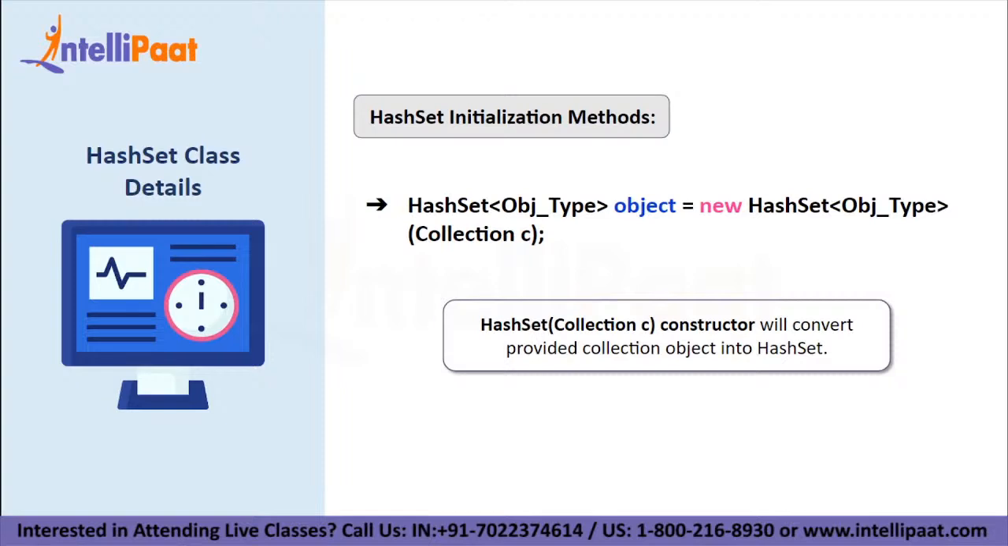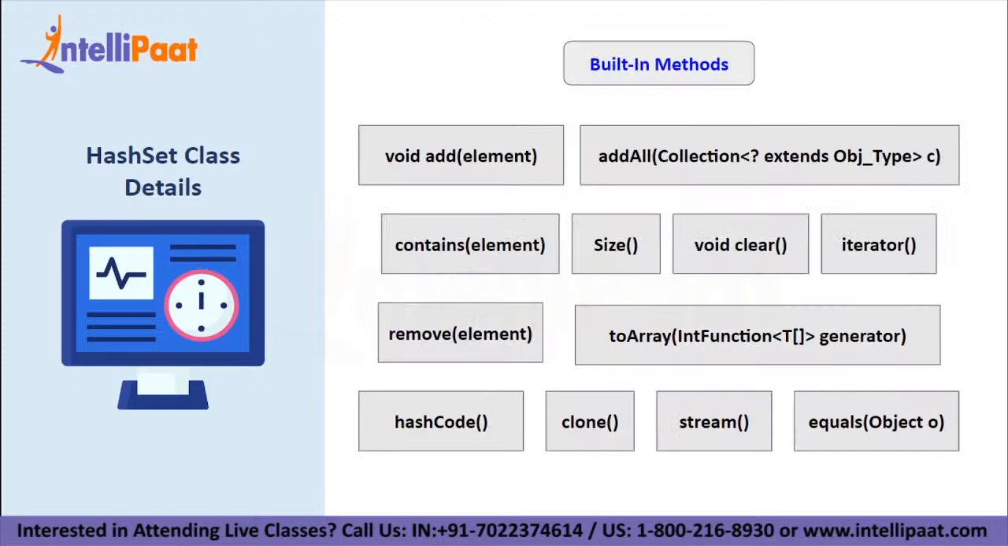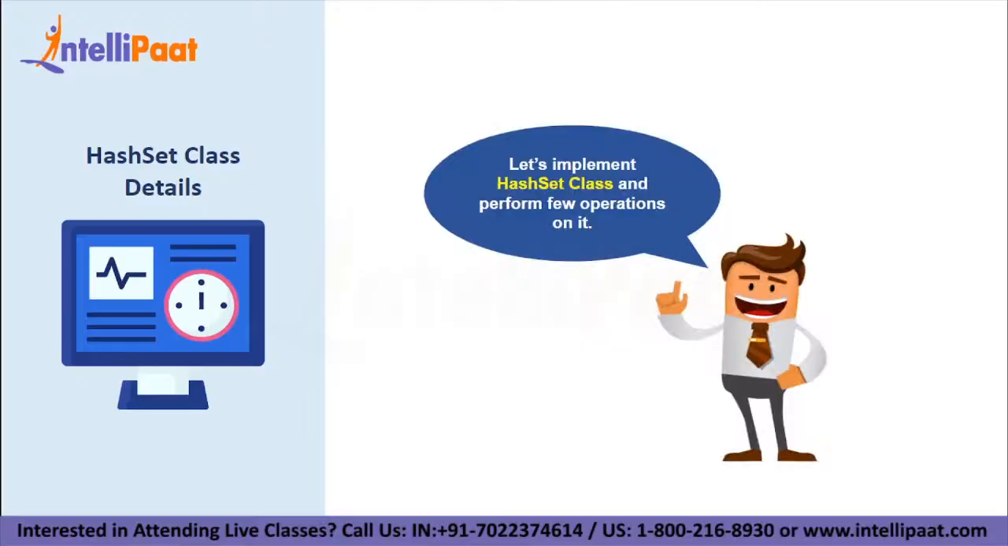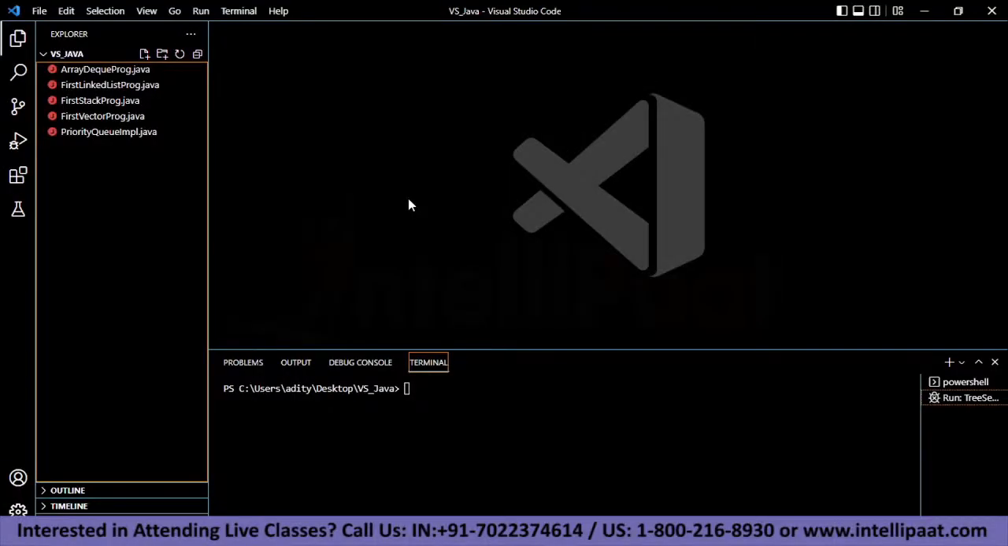Next, we'll have a look at different hash set built-in methods. The methods shown on your screen allow us to perform different operations on a hash set object. By making use of a few of these methods, we'll try to operate and manipulate the object of the hash set class. In order to do that, let's visit the code editor. First of all, let's create a new program file.